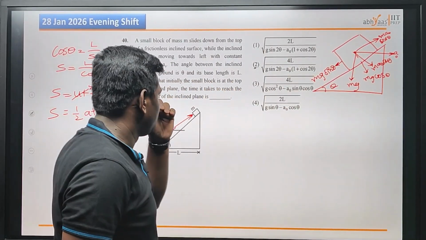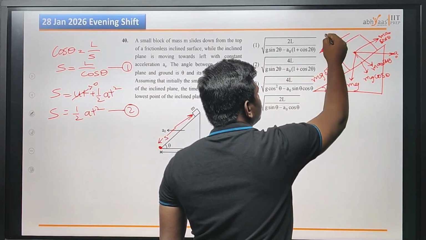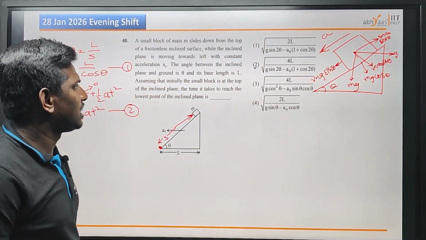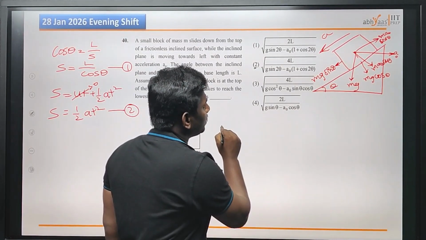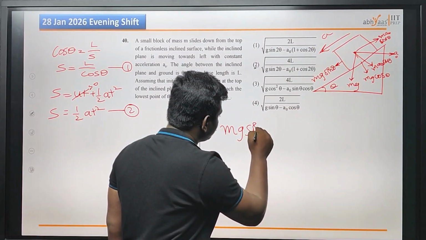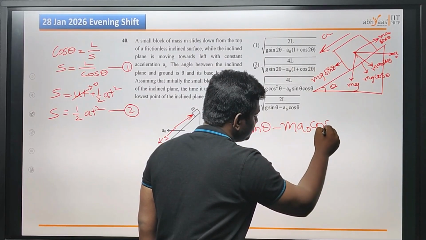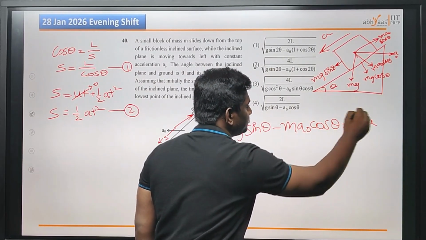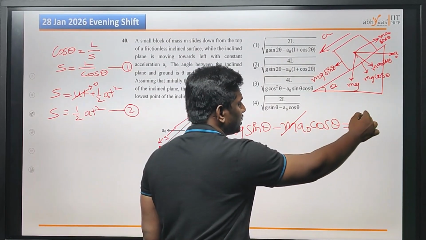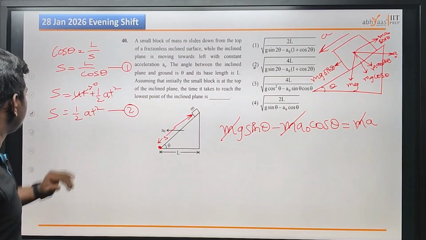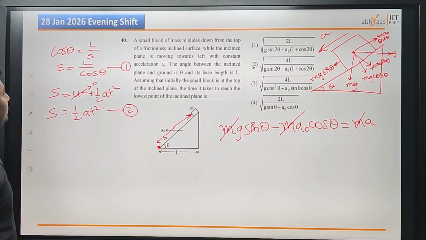I hope you are understanding. So I will write here, no need to worry. Block is sliding downward. That is your acceleration. So see here, writing here, mg sin theta minus ma naught cos theta equal to ma. Cancel out m. This is your acceleration. So substitute in this equation acceleration. You have to find t.